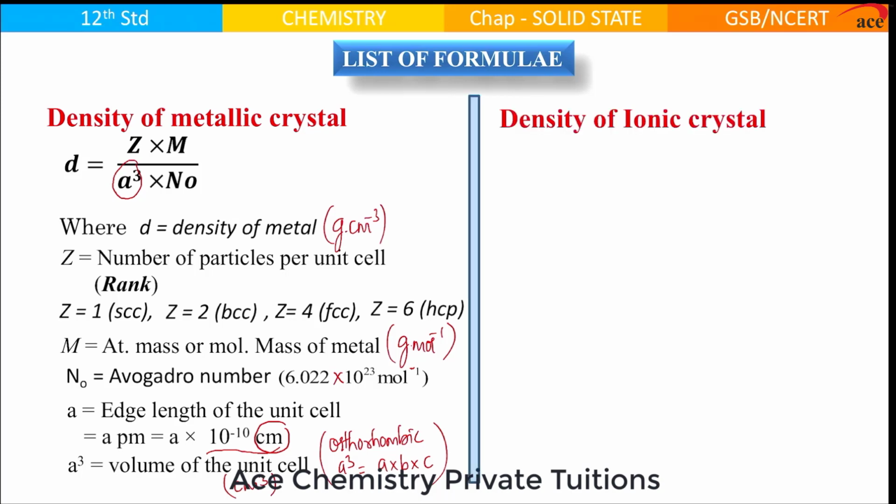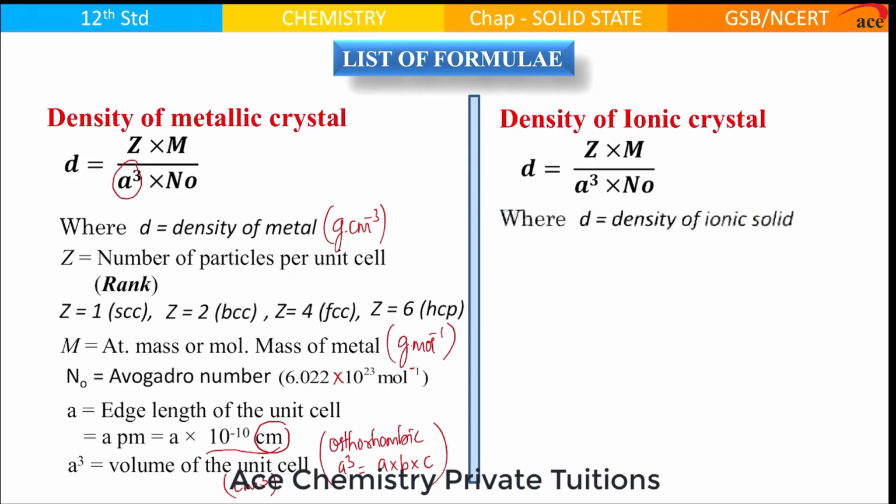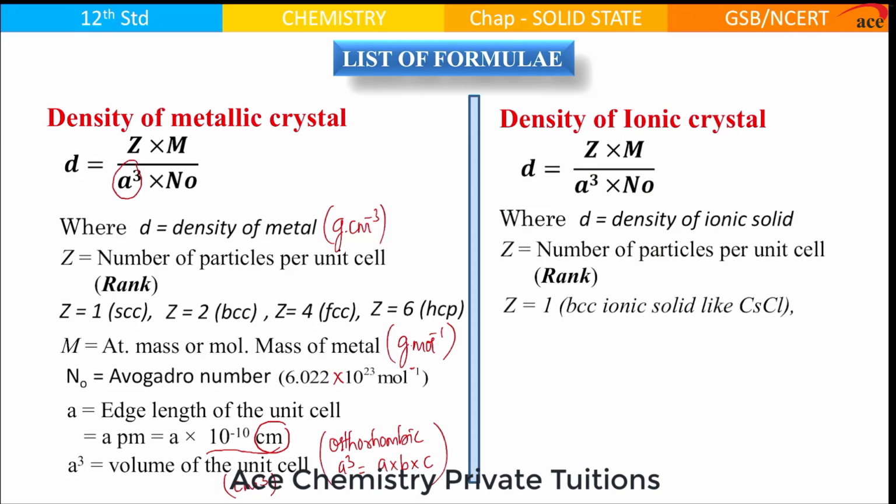If you go ahead with ionic crystal, the formula remains the same. Here D stands for density of the ionic solid, Z stands for rank, but we know in ionic crystals we have only two types. One is BCC ionic solid, cesium chloride, where rank is 1. Just check: BCC ionic solid, rank is 1; BCC metallic solid, rank is 2. Two different things. Metallic solid is different, ionic solid is different.